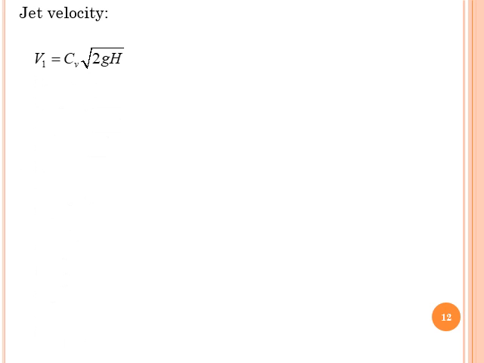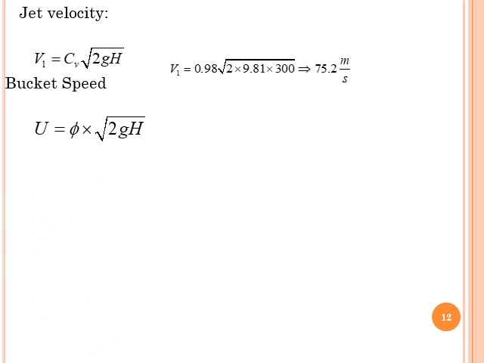Now calculate the jet velocity. The jet velocity is calculated using the relation V1 is equal to velocity coefficient into square root of 2gH, and the velocity of the jet is equal to 75.2 meter per second. Bucket speed is calculated using the relation u is equal to speed ratio into square root of 2gH. So now the bucket velocity or bucket speed is equal to 35.29 meter per second.